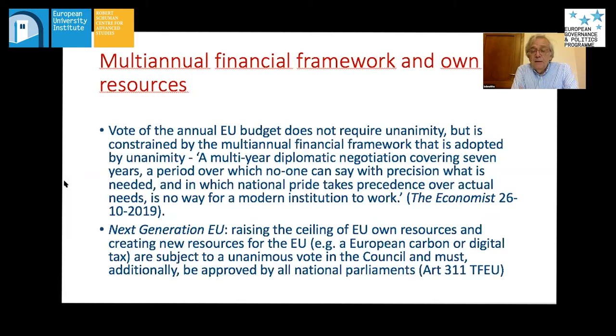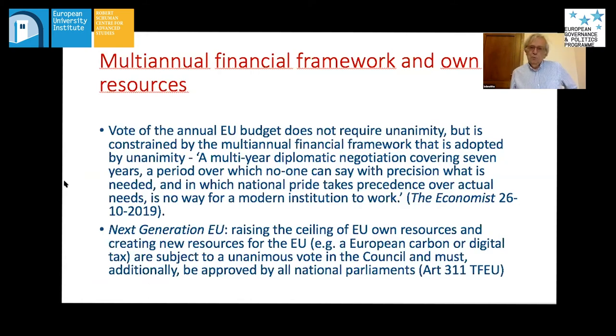And I include here a sentence from The Economist, where they say that a multi-year diplomatic negotiation covering 7 years, a period over which no one can say with precision what's needed, is no way for a modern institution to work. Own resources, so the creation of new revenue for the EU, is also subject to unanimity. And that is very central to the next generation EU proposal that the Commission made recently.